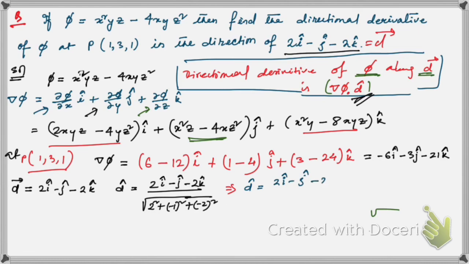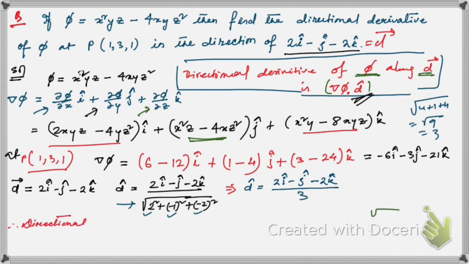That's right. So if you find this value here, you will get root over 4 plus 1 plus 4, that's going to be root over 9, that is 3. So here we have got 3, right? So directional derivative of phi at this point is given by grad phi dot D cap.